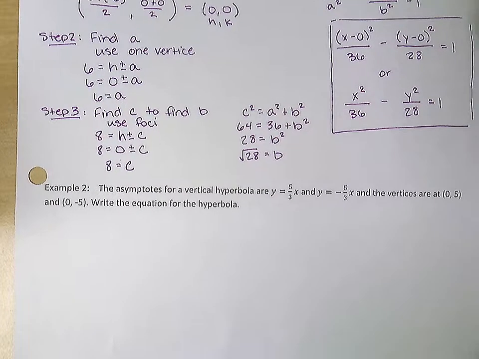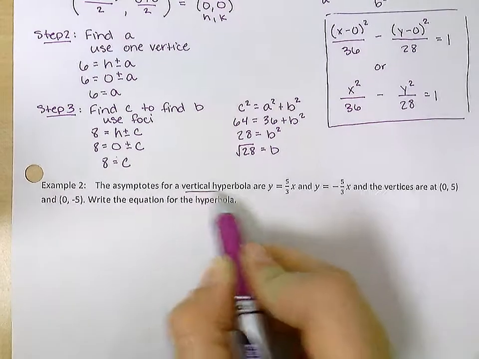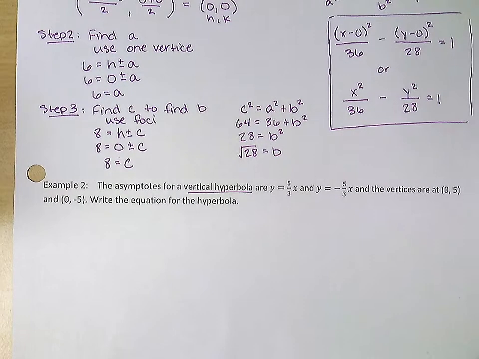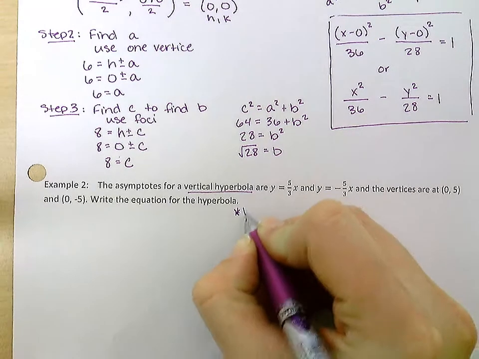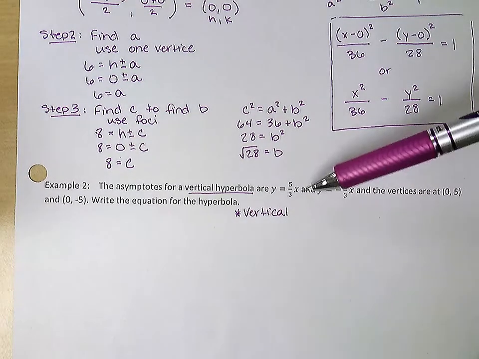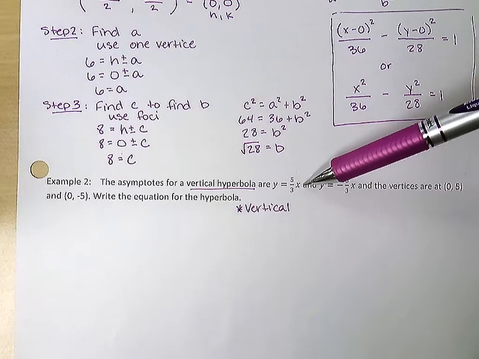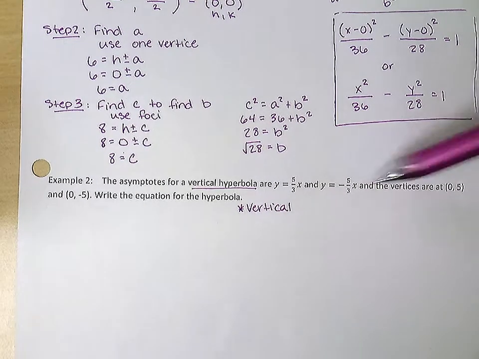Okay, so in number 2, we have the asymptotes this time for a vertical hyperbola. It literally tells us it is vertical. So I don't have to figure out if it is horizontal or vertical. It tells us it is vertical. Okay, and our equation for these asymptotes is y equals 5/3 x and y equals negative 5/3 x.